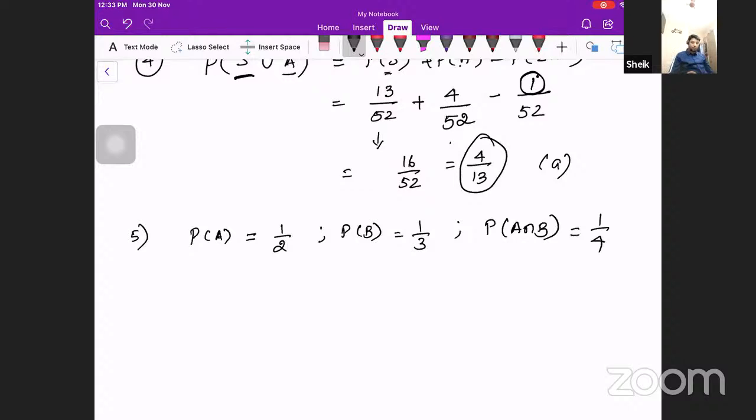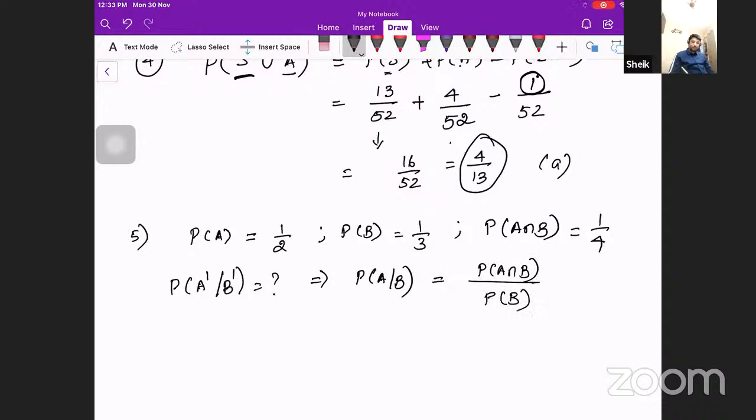P of A is 1 by 2, P of B is 1 by 3, P of A intersection B is 1 by 4. Now the question is, find P of A dash given B dash. P of A dash given B dash is our question. I know the formula for P of A given B. It is nothing but P of A intersection B divided by P of B.